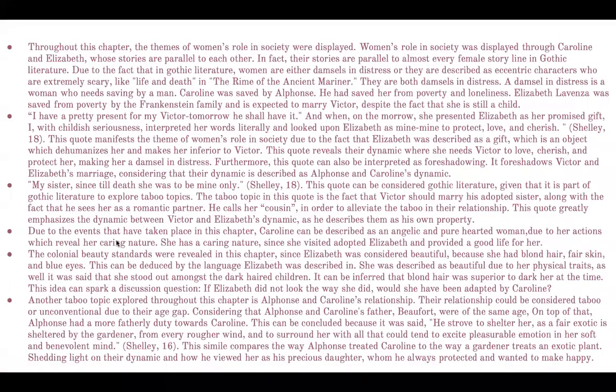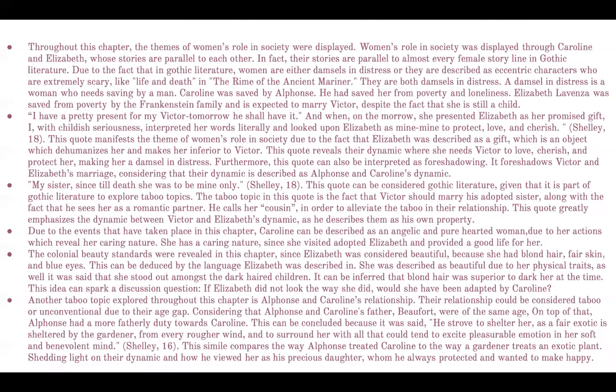Now let's speak about the significance of these events, because these events are extremely enriching, and all of them really have a deep meaning behind them that Mary Shelley is trying to give readers. Firstly, throughout this chapter, the theme of women's role in society is displayed. Why? Because Elizabeth and Caroline are both damsels in distress who have parallel stories, meaning that Caroline was saved by Alphonse from poverty and loneliness, because Beaufort was broke and he left nothing for Caroline. Furthermore, Caroline had no one, so Alphonse saved her.